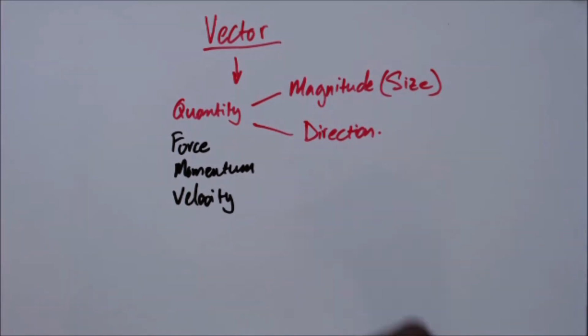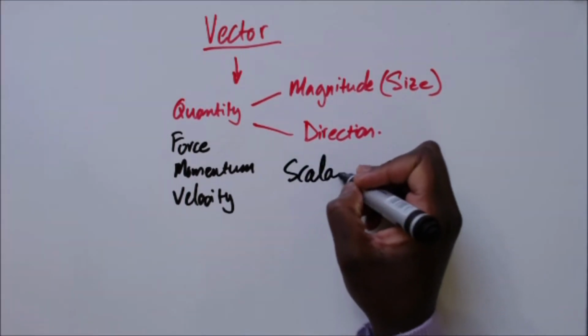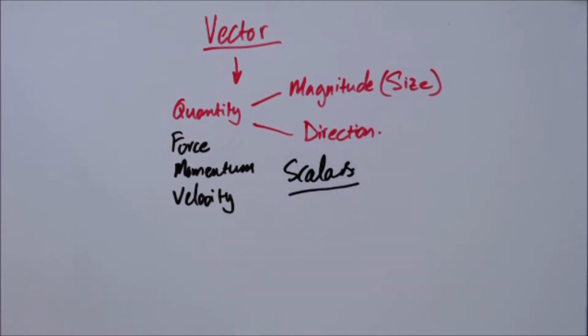The opposite of vectors are scalars. Scalars are quantities which have just a size, a magnitude, but don't have direction. Examples of scalars are quantities like speed, and there are many other examples of scalars which you can look at. The big difference between scalars and vectors comes in the way that we treat them when we need to combine them or add them together.